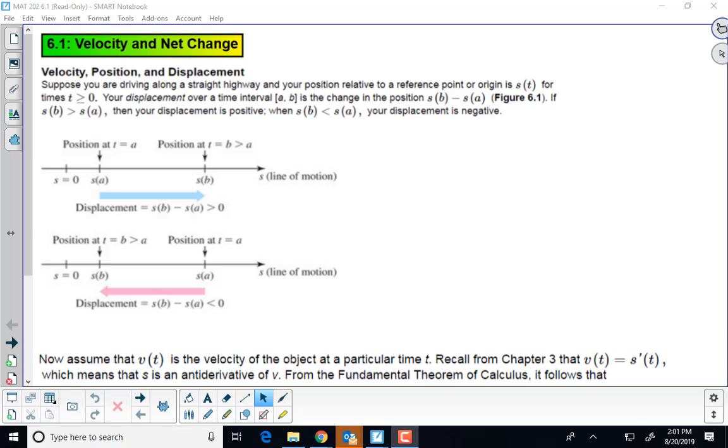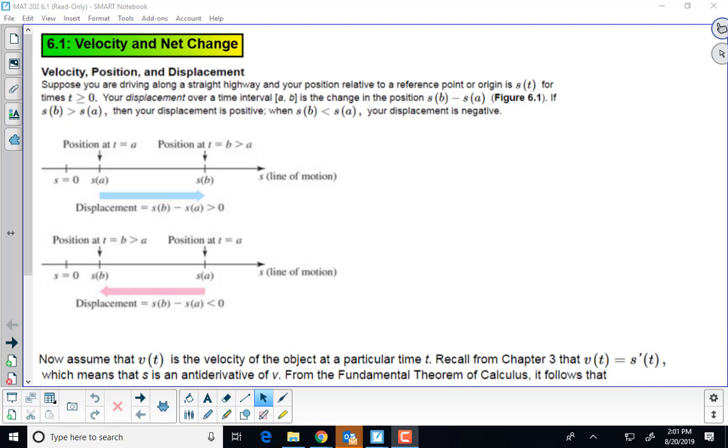So displacement is a change in position. So we're going to imagine our position at time A, our position at time B. Typically in calc books, we use the letter S to represent position. Somebody wants to look up and figure out why they use S. I can't remember. It seems funny, S, but that is position. And displacement is just your change in position. So it's your terminal position minus your initial position.